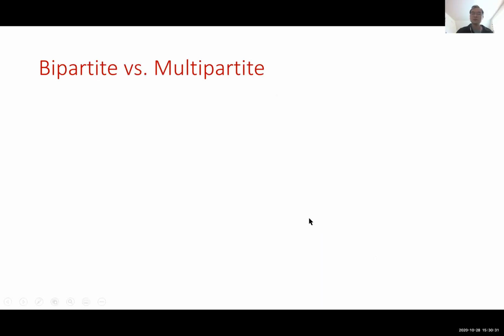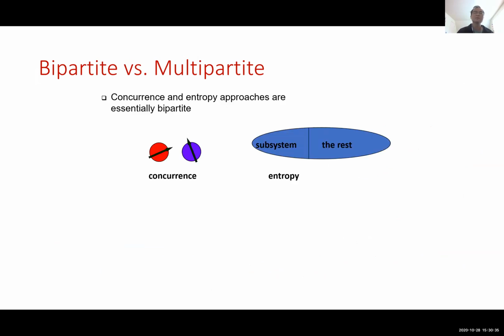Okay, so I want to comment on bipartite versus multipartite. So we've seen concurrence, right? And also seen the entanglement entropy. We wrote the entanglement entropy with a subsystem and the rest, so basically it's A and B. But there are also many-party states like maybe the GHZ state that you have seen.